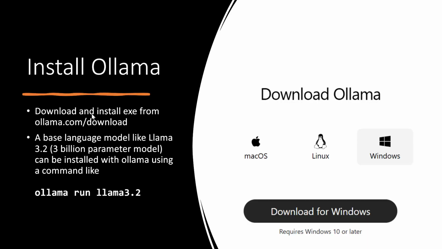Alright, how to install Ollama? You can just download it from its website, and once Ollama is downloaded, you can download the language model you want just by saying Ollama run the language model. In our case, we are running Llama 3.2. Let's try to do that. Let's try to install Ollama and a language model.